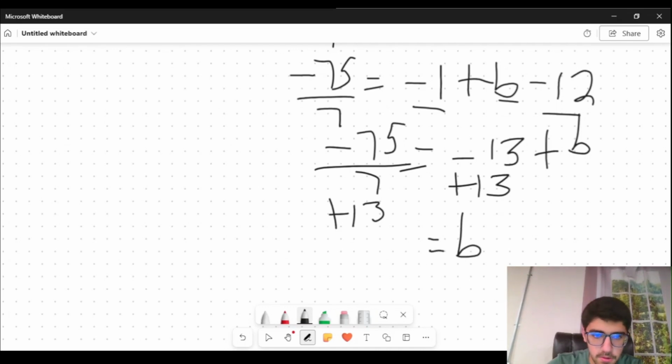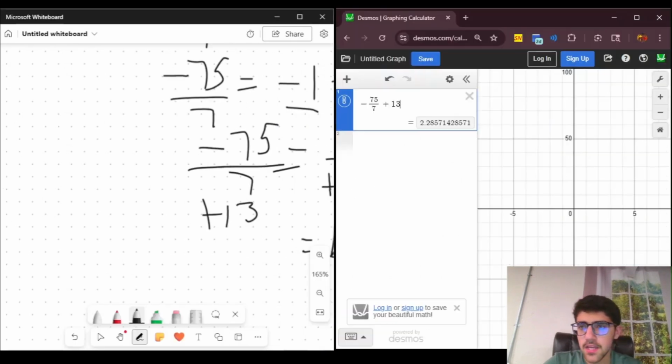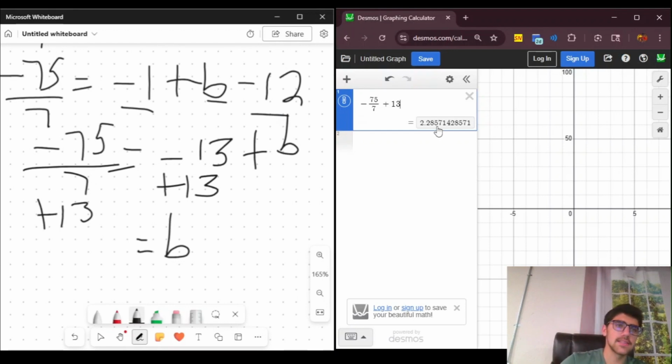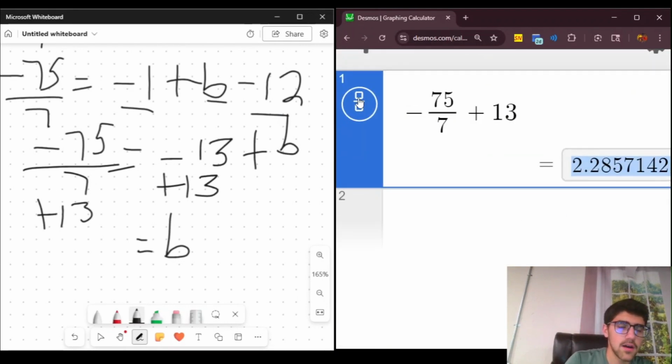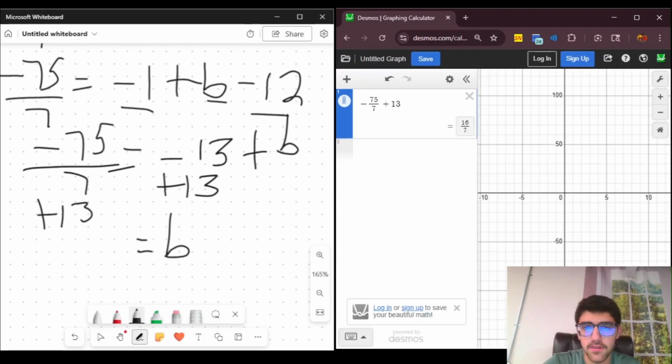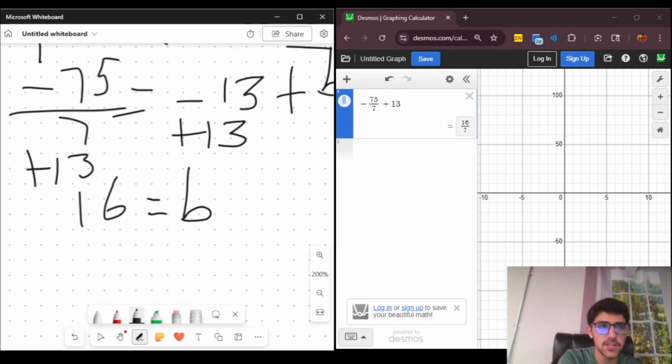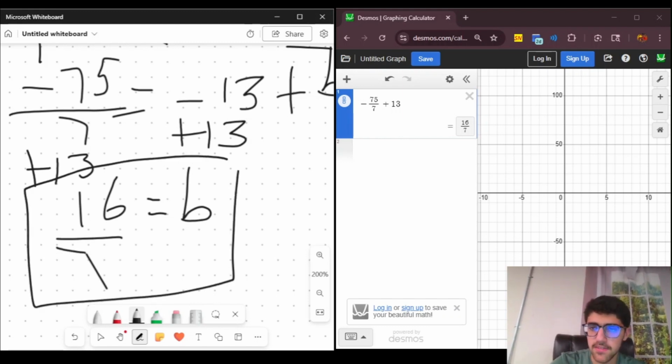I'm just going to do this in decimals real quick. Negative 75 over 7 plus 13. I want to show you guys a tip that might help. If you put it into decimals and it gives you a decimal, you can click right here next to where you inputted the expression, on this thing which looks like two squares with a line in between, showing a fraction, and it'll give you the answer in a fraction, which is easier for me. If it's easier for you, you can do that, or the other way around, you can turn it into decimals. So then b is equal to 16 over 7.